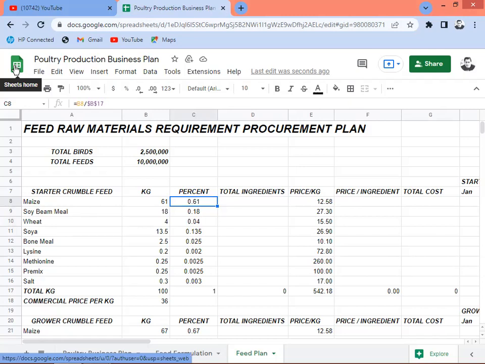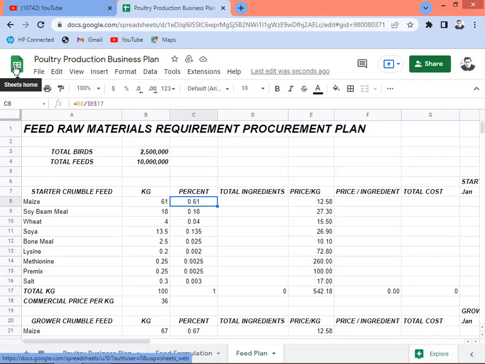Aside from the cereal grain, we also need things like protein and amino acids. That's why we need to include, for example, lysine and methionine. Those are the ingredients that give us the important nutrients, like the amino acids, the building blocks of protein.